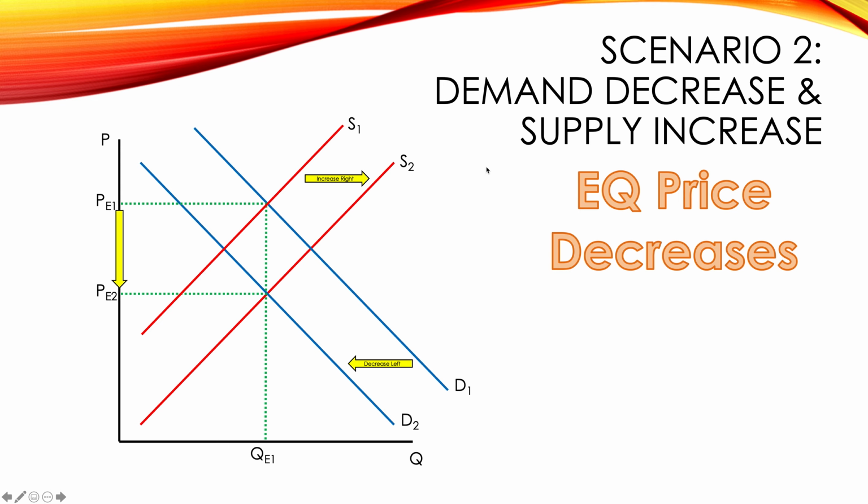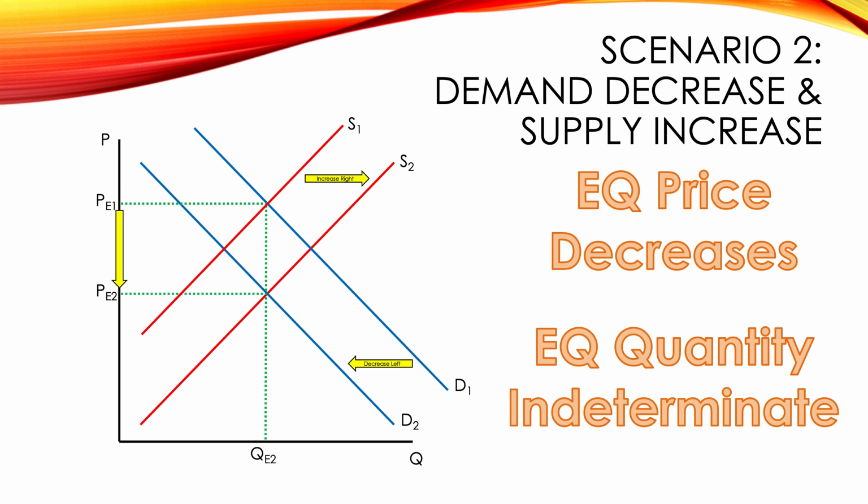But what can we say about quantity? Well, at this point, you guys should be able to figure this out. Quantity is indeterminate. We can't say for sure unless we know the size of the shifts. In this graph that you're looking at on the screen, quantity happened to stay the same as what it was before, but unless we know the sizes of the shifts, we're going to call it indeterminate. Cannot be determined. All right.